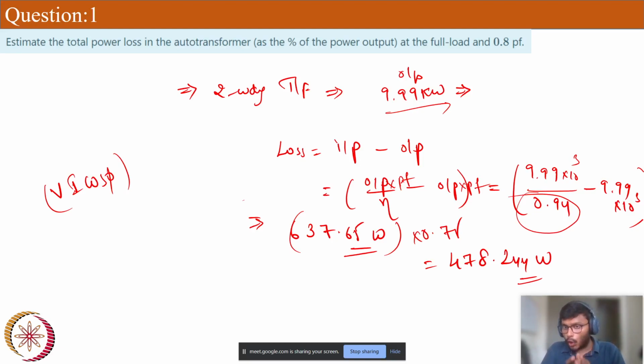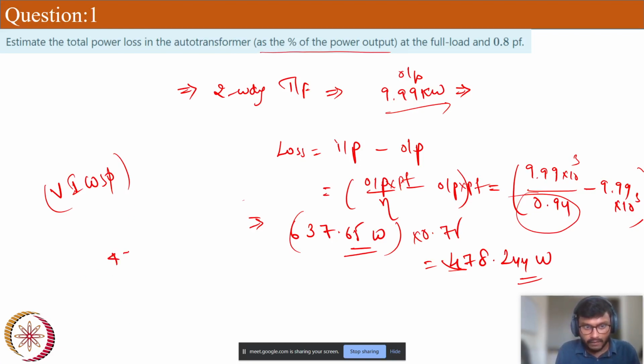Your core loss won't change, your copper loss won't change, because the same amount of current is flowing in both cases. In the two winding transformer and in the auto transformer, the currents and the voltages are all the same. So in both cases your losses remain the same, whatever power factor or load you are operating at, given that in both cases it operates at the same load and same power. Now the question is not complete, because it asks for the loss as a percentage of power output.